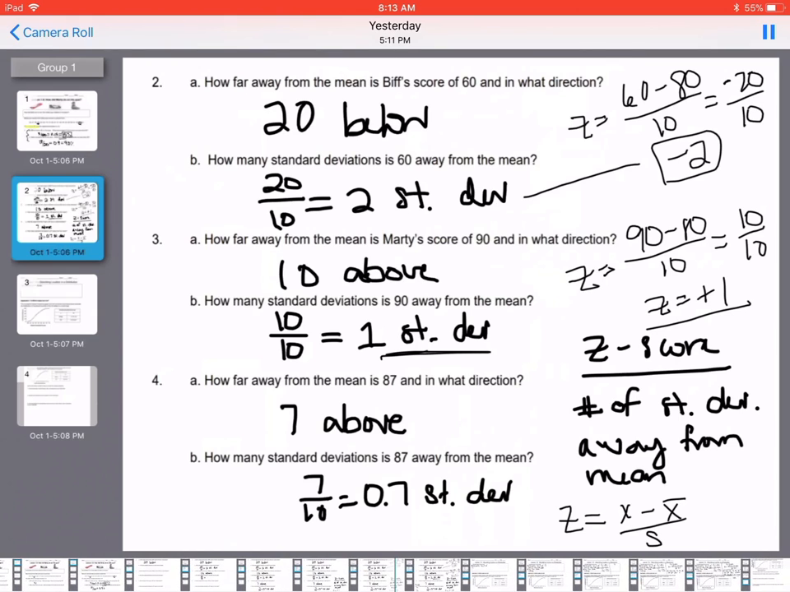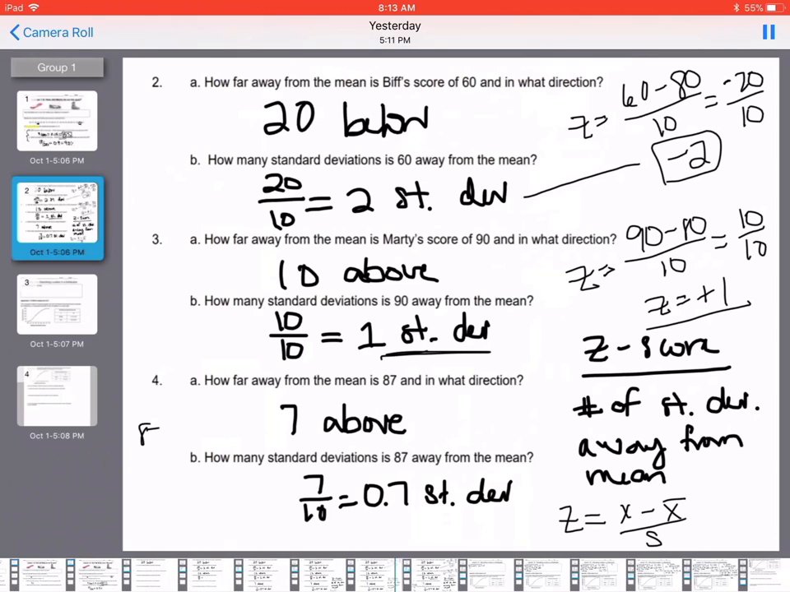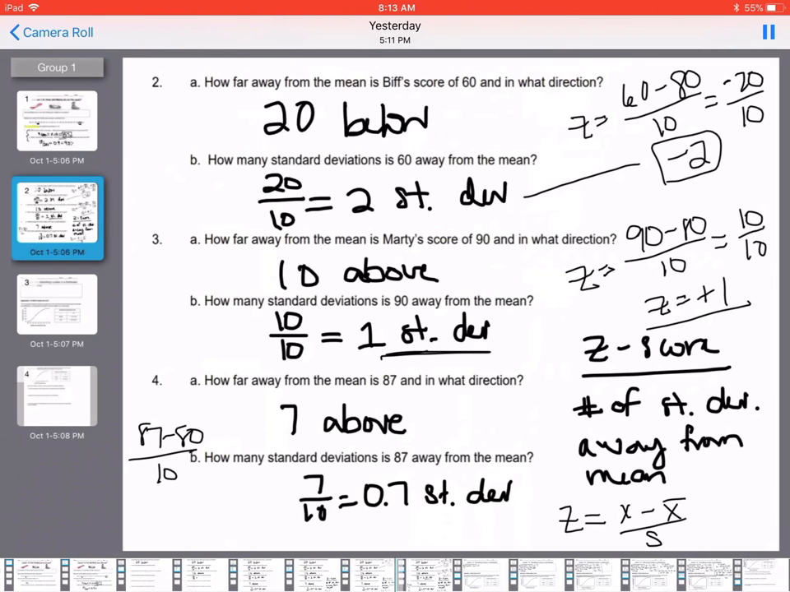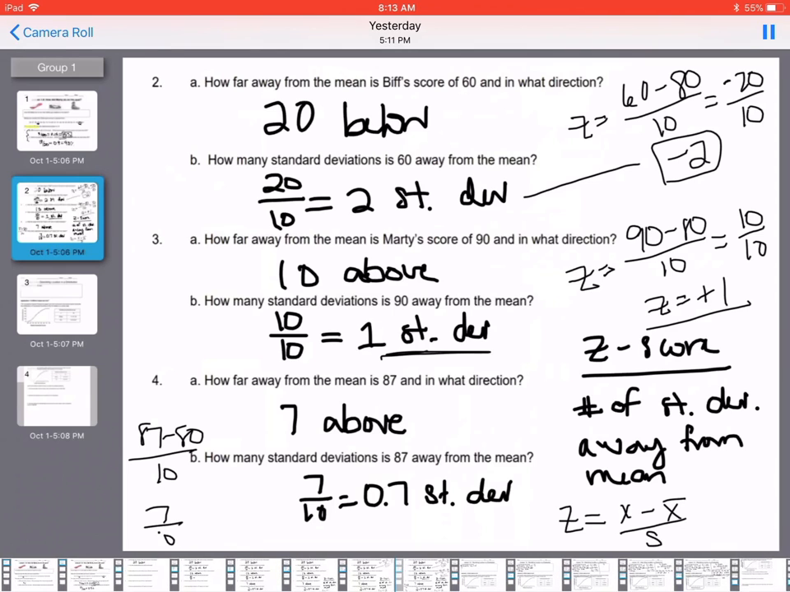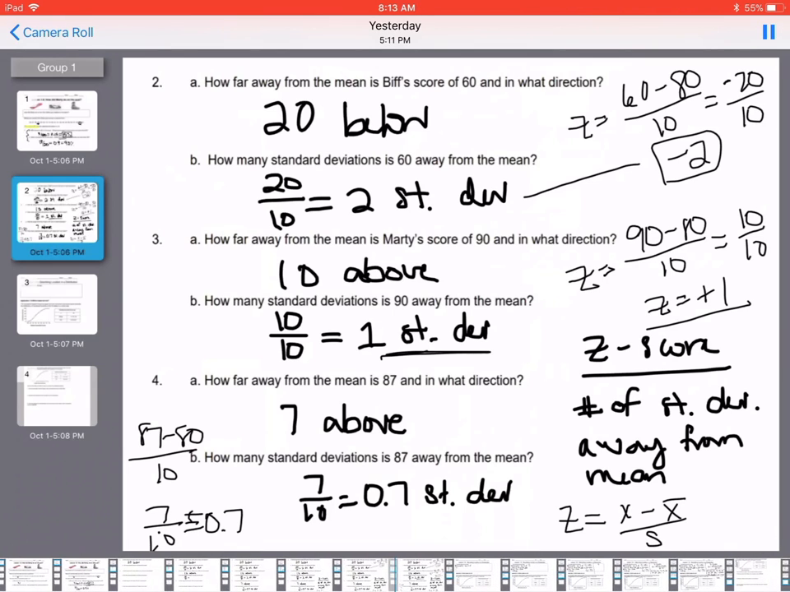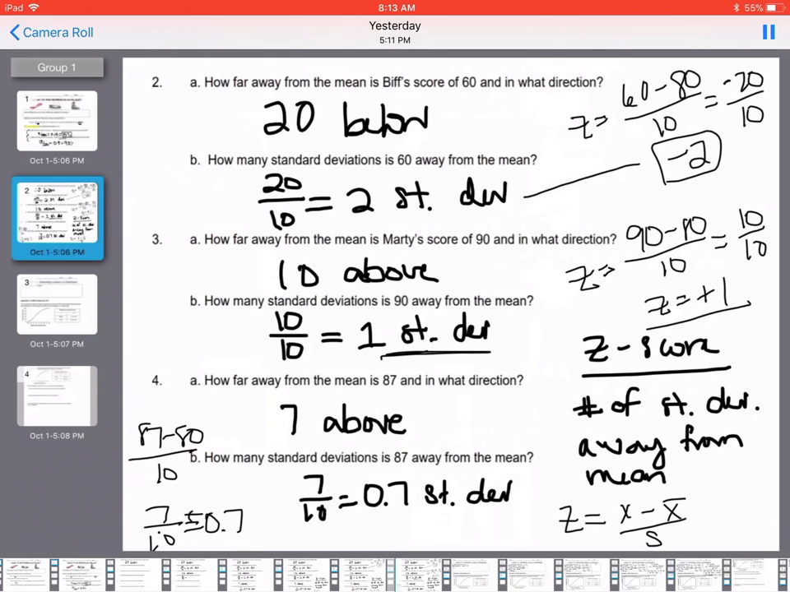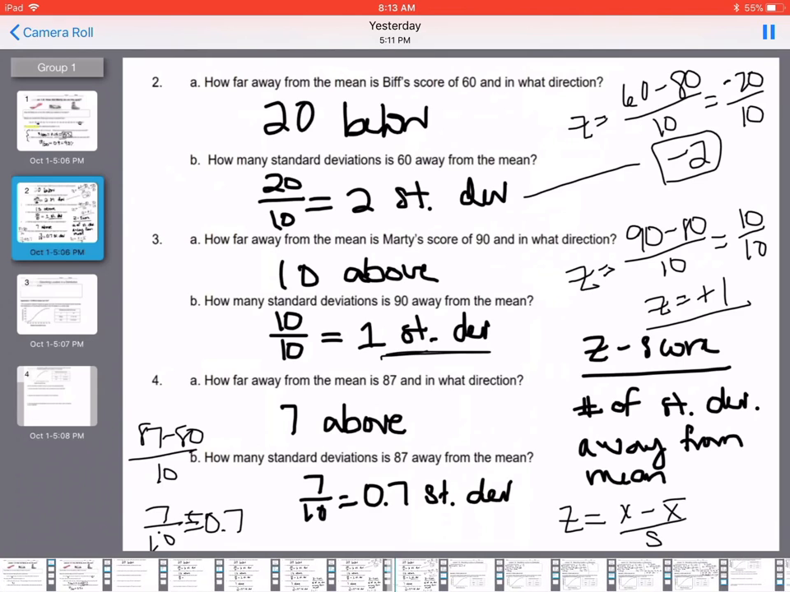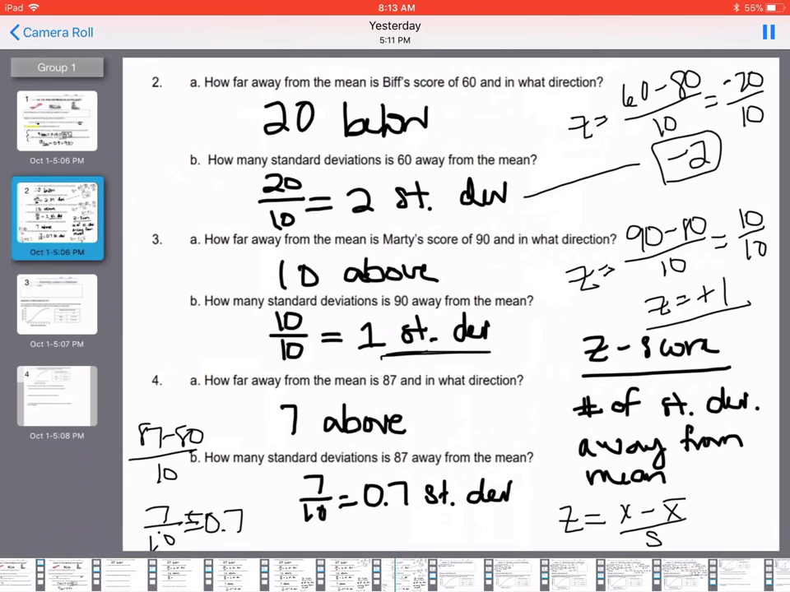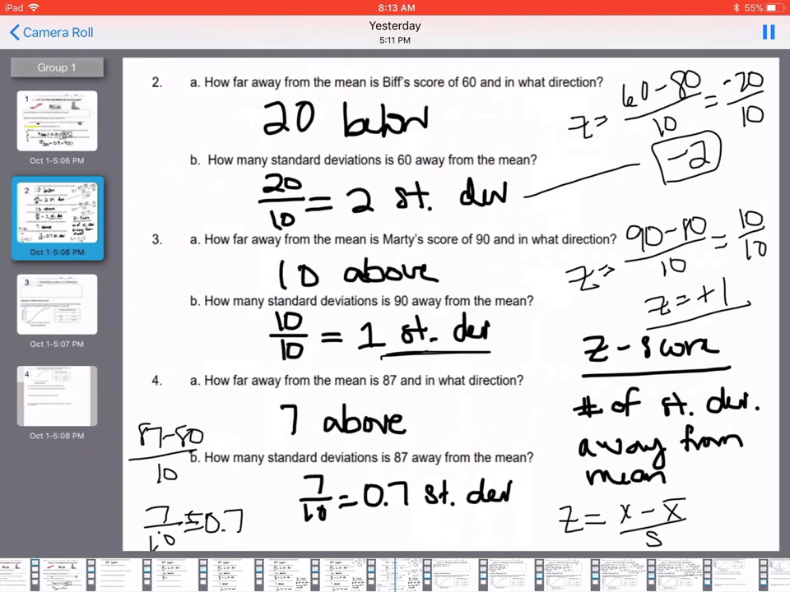And then same thing here. If I do 87 minus 80 divided by 10, that's 7 divided by 10, which will give me 0.7, that positive 0.7 standard deviations. And we'll be doing these z-scores for the next semester, probably till the end of stats. So you'll get used to them.